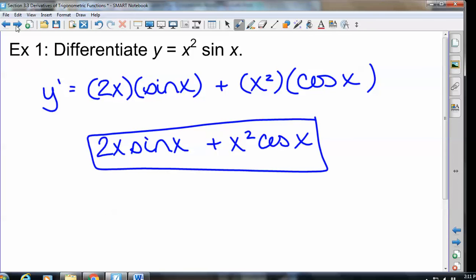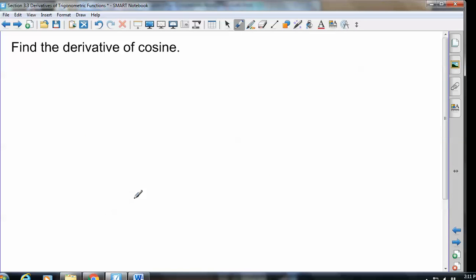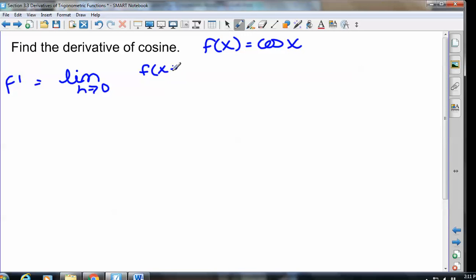Is this one okay? Let's find the derivative of cosine. So once again, we don't have a rule yet, so I have to use the old definition. Our function is cosine. The derivative is the limit as h approaches 0 of f of x plus h minus f of x all over h.